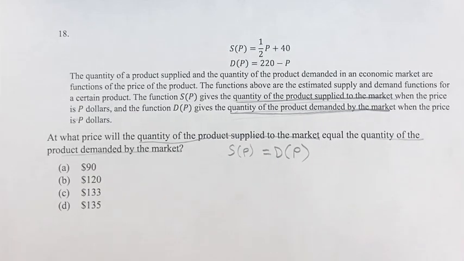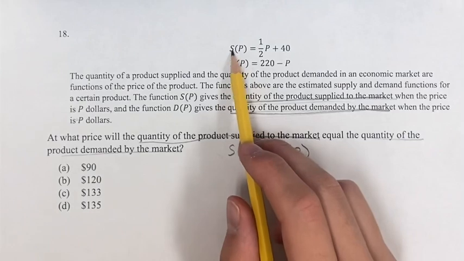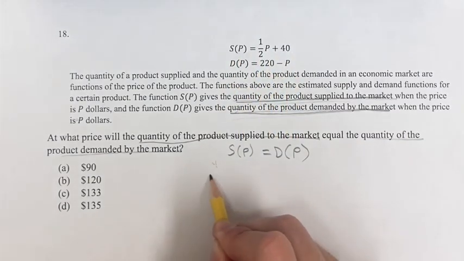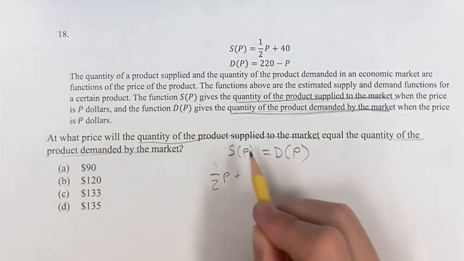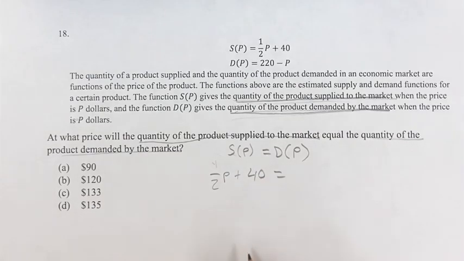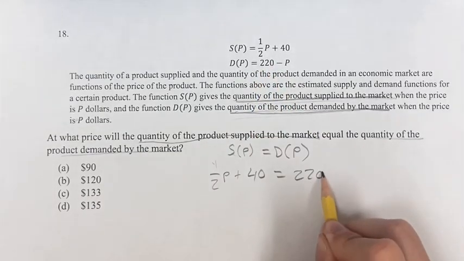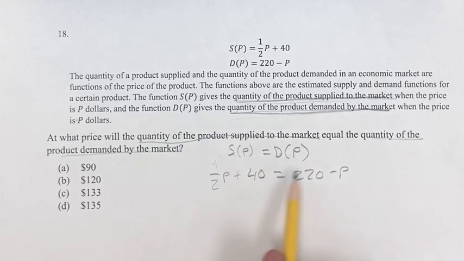So how do we find at what price? Well, the price is P. So if we want to solve for P, we can plug in 1/2 P plus 40 for S of P. And for D of P, we can plug in 220 minus P. If these are equal, then we can just solve for P.